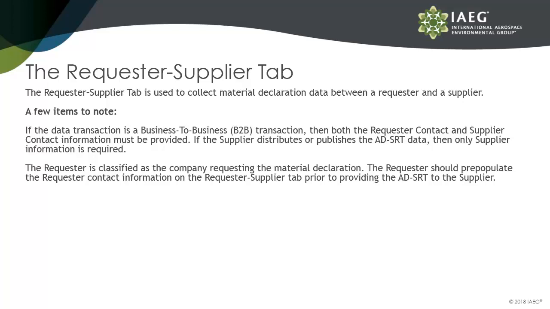A few items to note. If the data transaction is a business-to-business transaction, then both the requester contact and supplier contact information is required to be provided. If the supplier distributes or publishes the AD-SRT data, then only supplier information is required to be provided. The requester is classified as the company requesting the material declaration. The requester should pre-populate the requester contact information on the Requester-Supplier tab prior to providing the AD-SRT to the supplier.